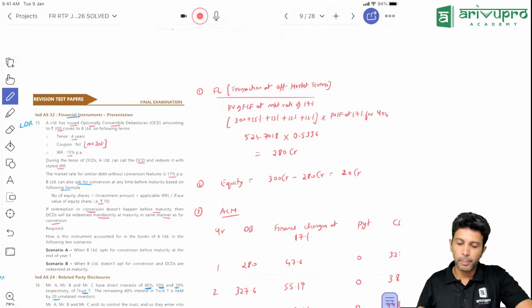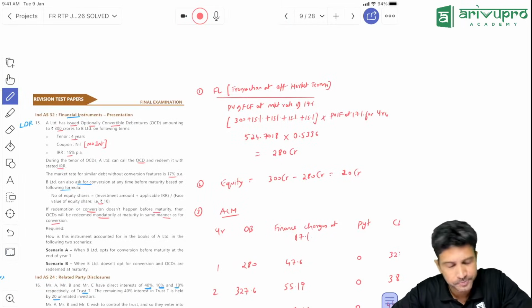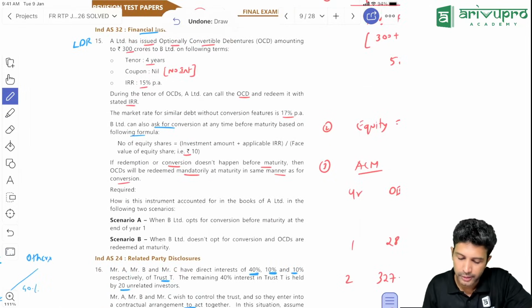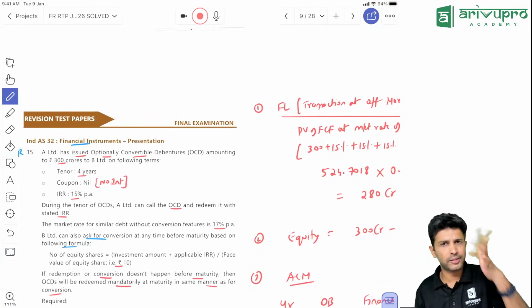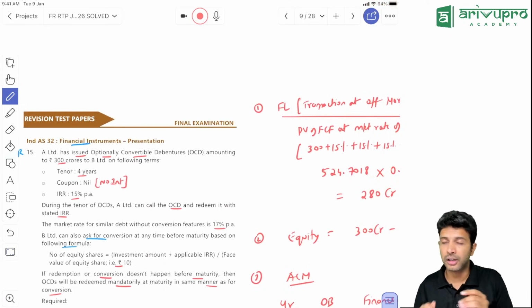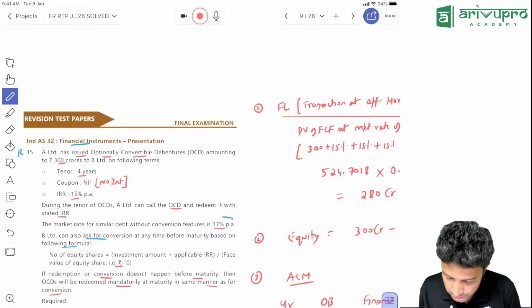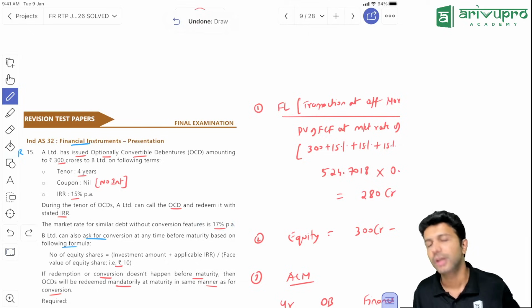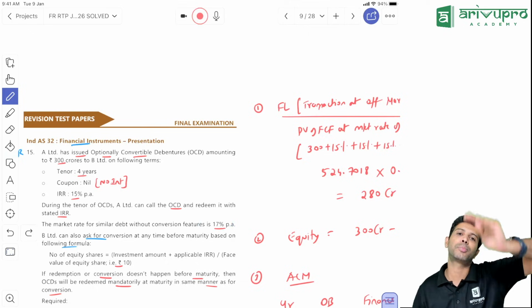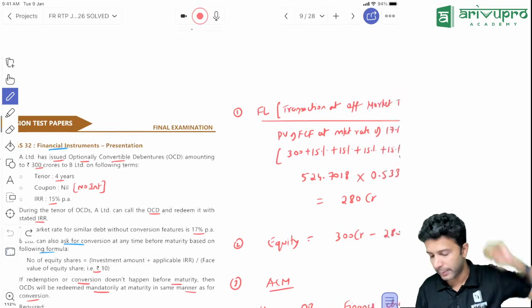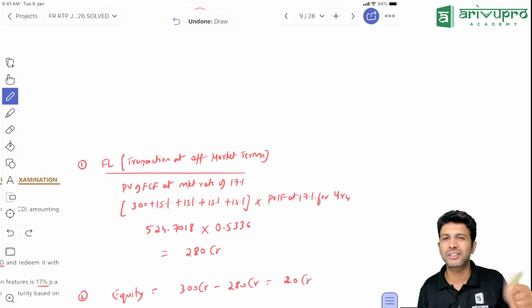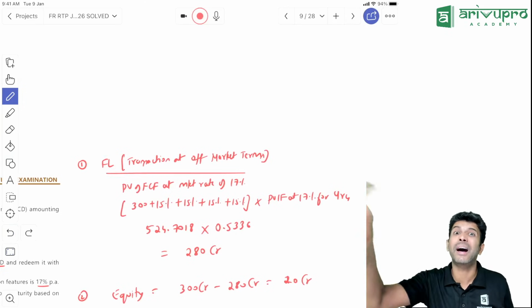Now, people, first case. A Limited has issued this instrument. So it's a case of financial liability. You can't say it's a pure financial liability, because if the conversion feature was not there, the interest rate would have been 17. So this is a compound financial instrument. In a compound financial instrument, we'll have to split between financial liability and equity. And how do you measure financial liability? You measure it at the present value of future cash flows discounted at the market rate.